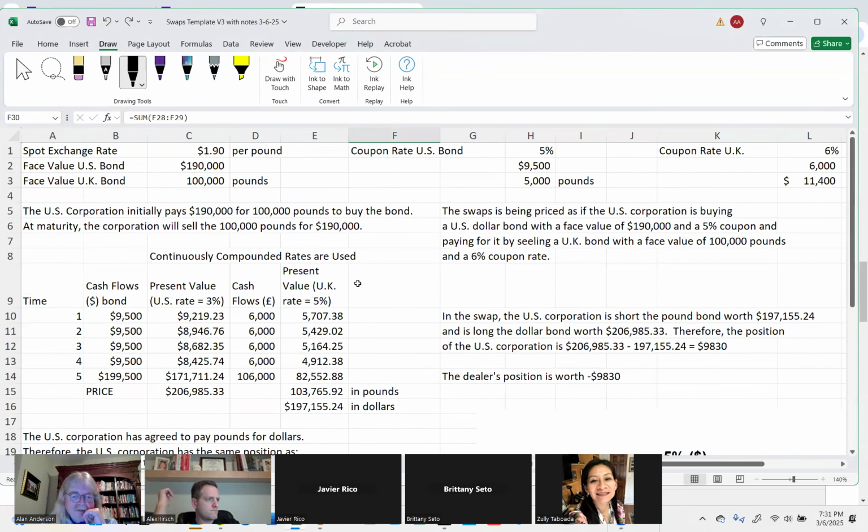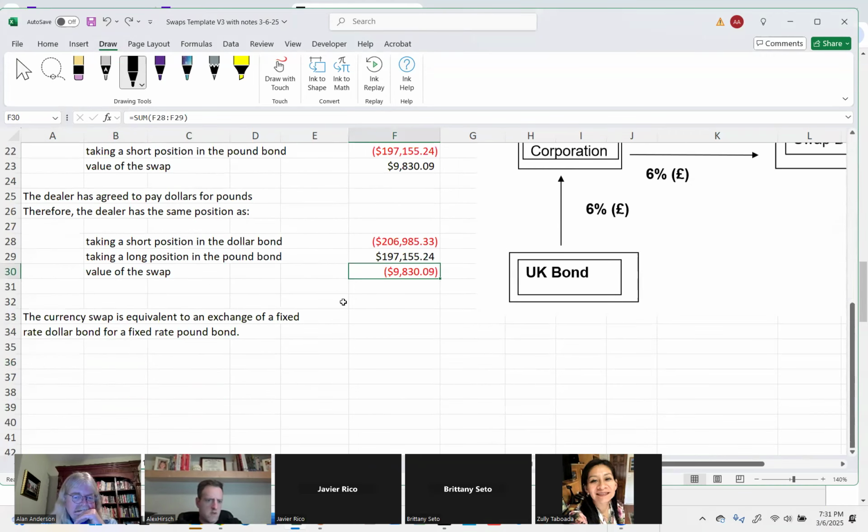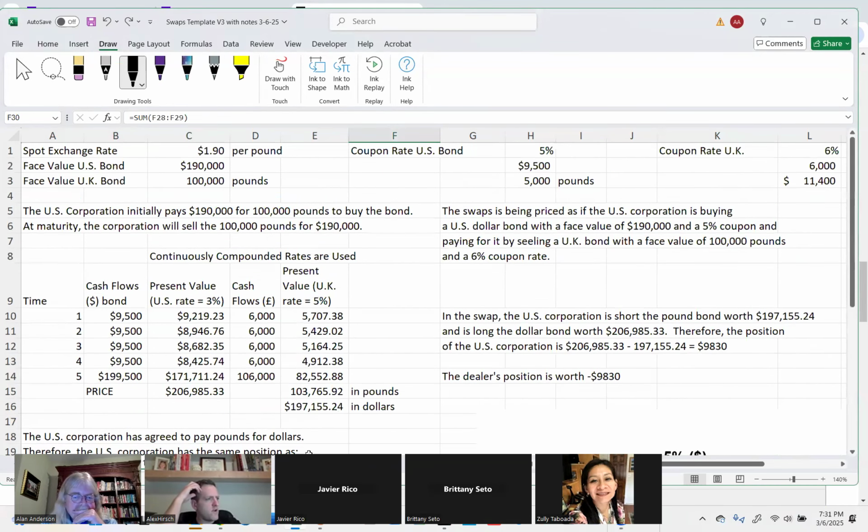Wow. That was pretty messy. So you start off buying the pound bond, then you flip that to the swap dealer at 6%. Right. And then you are buying the US dollar bond at 5% coupon rate.